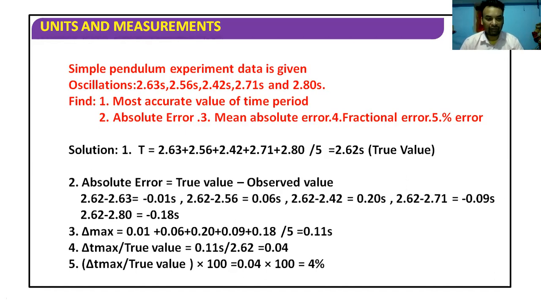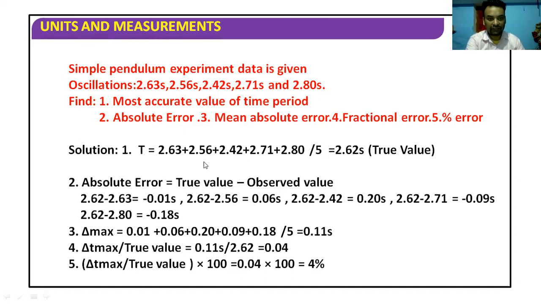Then in the second part, we will find out absolute error. The formula we know: true value minus observed value. We already have the true value, 2.62 second, and we subtract the first observation, 2.63. So true value minus observed value: 2.62 minus 2.63, the difference of the two is minus 0.01 second.